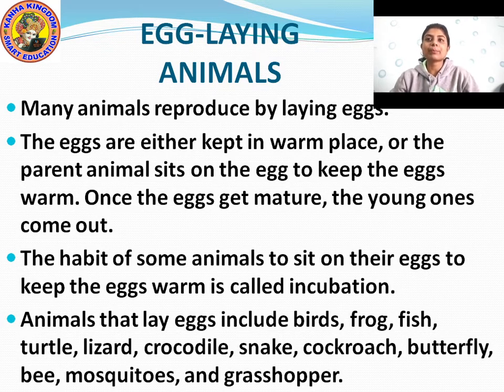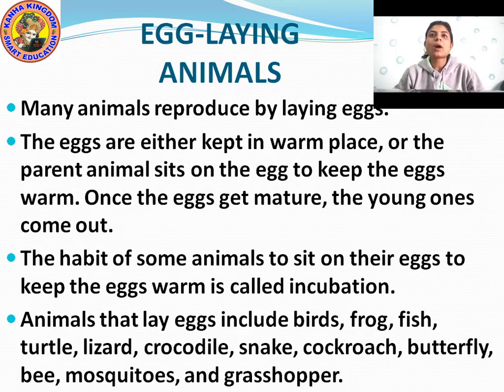Students, these animals like bird, frog, fish, lizard, turtle, crocodile, mosquitoes, grasshopper, cockroach, butterflies, all these animals and insects do not give birth, they lay eggs so that they can reproduce the young ones of their own kind.